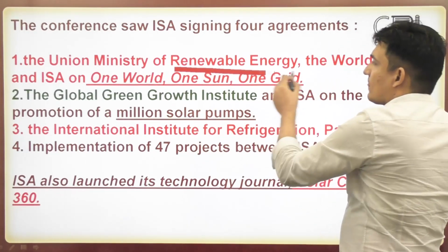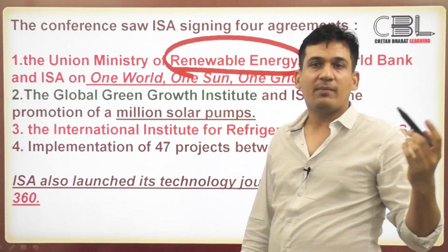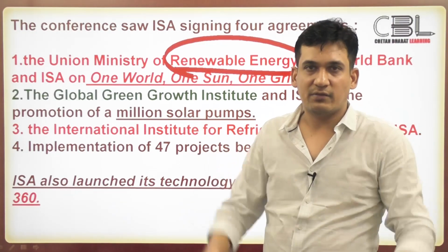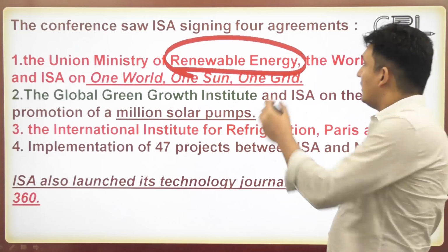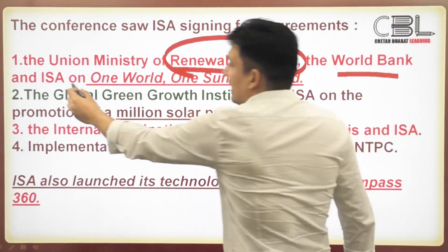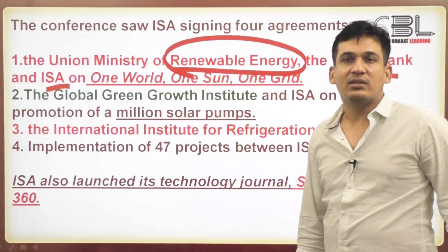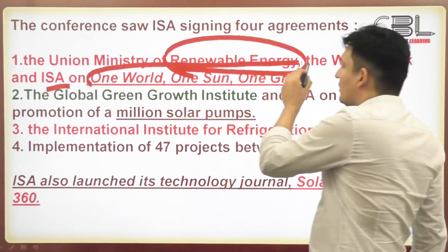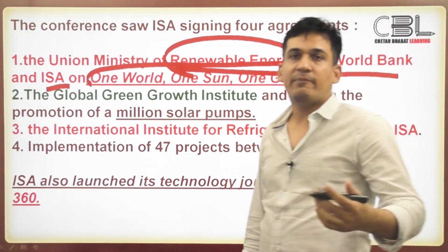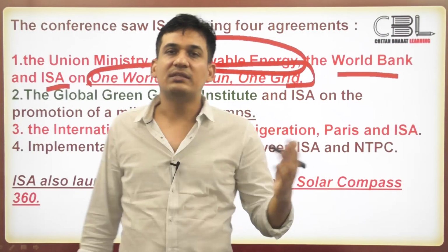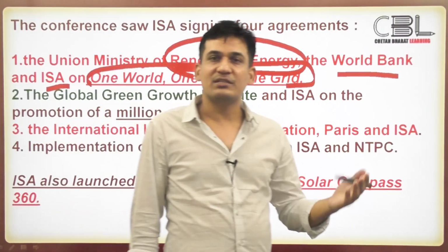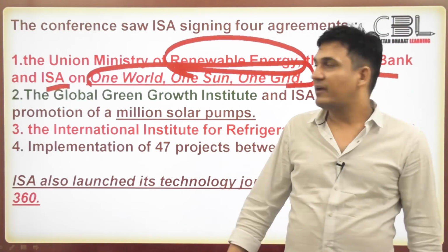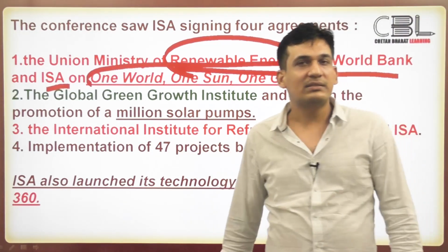The first thing that came out was that the Union Ministry of Renewable Energy, that is, the Indian government, and the World Bank and ISA have collaborated on the idea called One World, One Sun, One Grid. If you have been following Prime Minister Narendra Modi's Independence Day speeches, you would remember that in the last Independence Day speech, he gave this idea: one world, one sun, one grid.